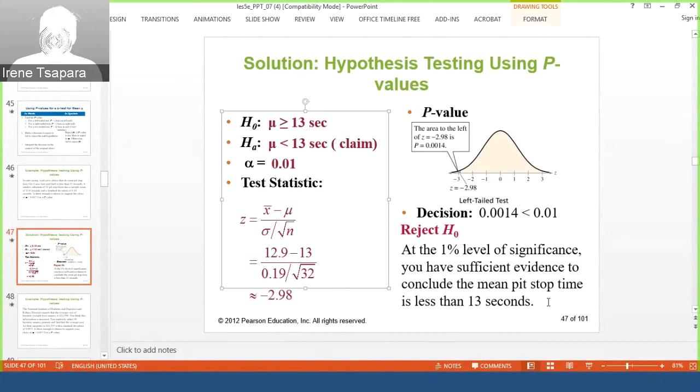How do I phrase that? I always phrase it including the level of significance in my conclusion. So with 1% level of significance, meaning with 99% confidence level, I have sufficient evidence based on the specific sample to conclude that the claim that the mean is less than 13 seconds is correct. The conclusion should fit with the claim, not with the null hypothesis.